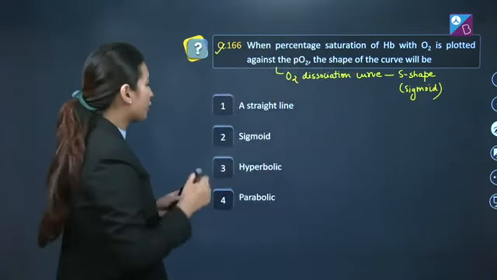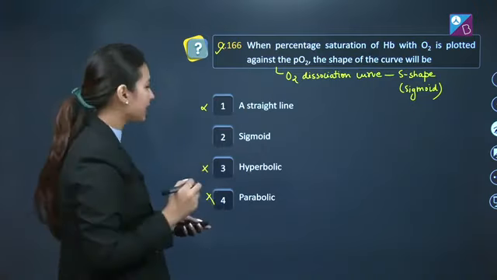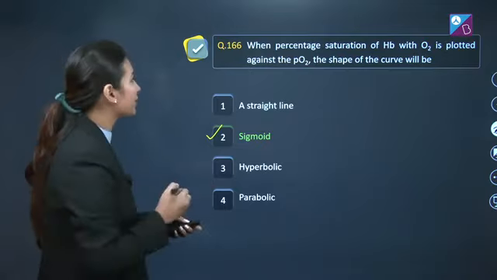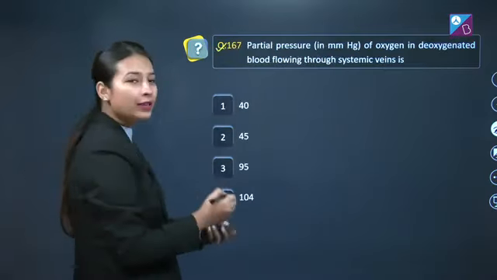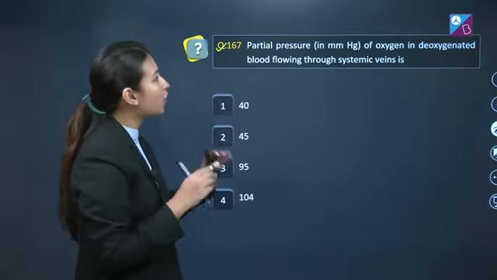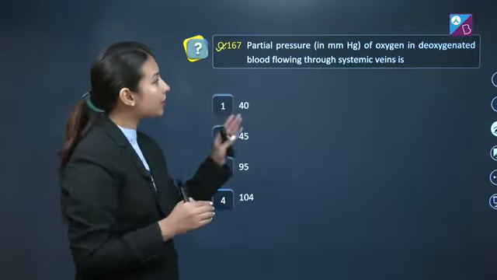So option number 1, 3 and 4 are incorrect, and our correct answer here is option number 2. So now let's move on to next question, that is question number 167, which states partial pressure in mmHg of oxygen in deoxygenated blood flowing through systemic veins is.